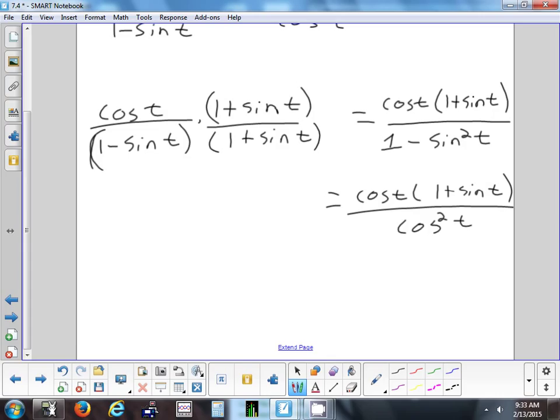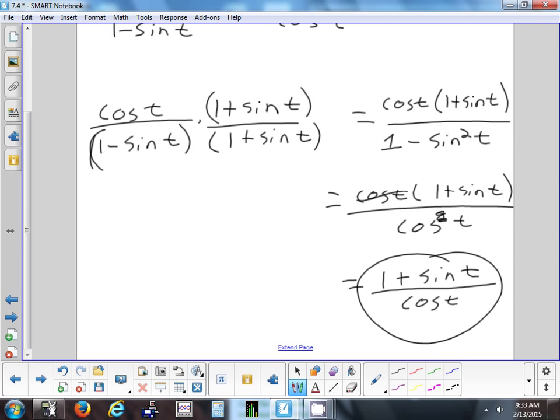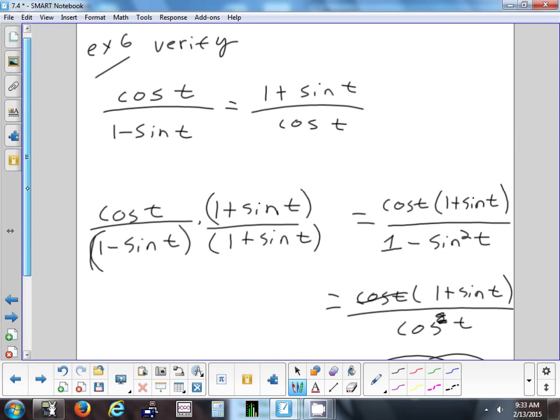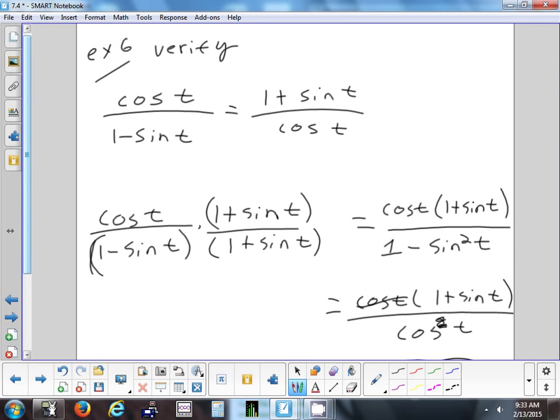There's something there that cancels out because it's common to the top and bottom: the cosine and the cosine squared. How many cosines can I cancel out? One. Just one. Cancel one from the top, cancel one from the bottom. And look at what I'm left with: 1 plus sine over cosine. Go back up and see what they wanted you to get. 1 plus sine over cosine. Okay, exactly what they wanted.